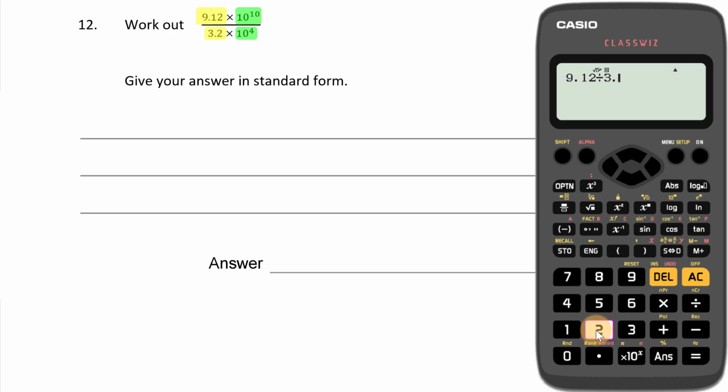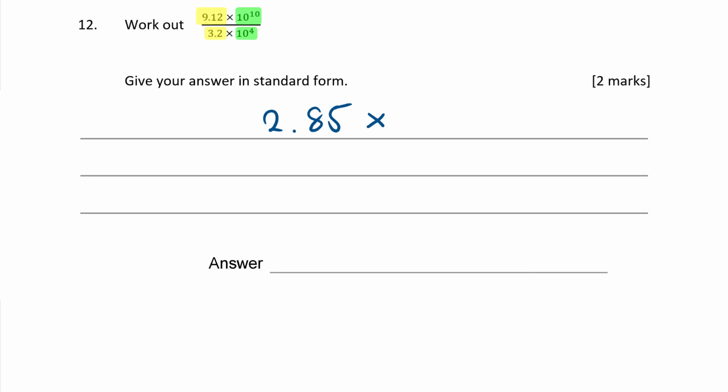9.12 divided by 3.2. That's going to give me 57 over 2, or 2.85. And then times 10 to the power of what? I've got 10 to the 10 divided by 10 to the 4. I've got numbers with the same base, subtract the indices. 10 subtract 4 is 6. So 2.85 times 10 to the 6.